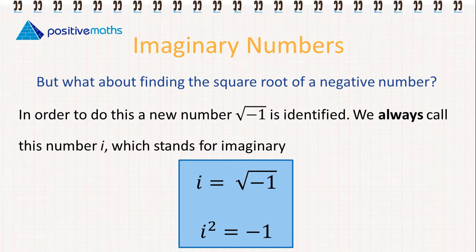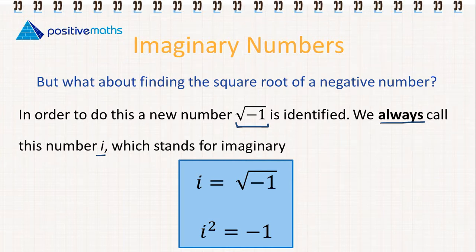But what about finding the square root of a negative number? In order to do this, a new number, square root of minus 1, is identified. We always call this number i. So this stands for imaginary. The following box in the blue box is very important to remember. i is equal to the square root of minus 1, and therefore i squared is equal to minus 1.